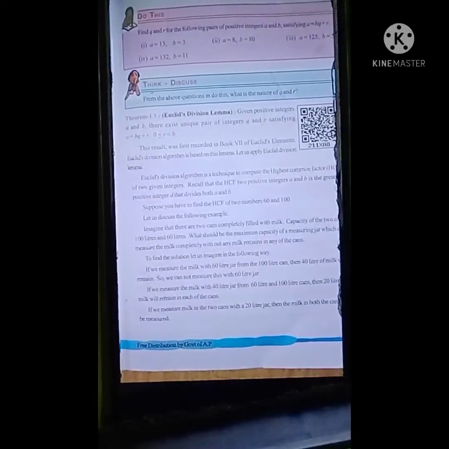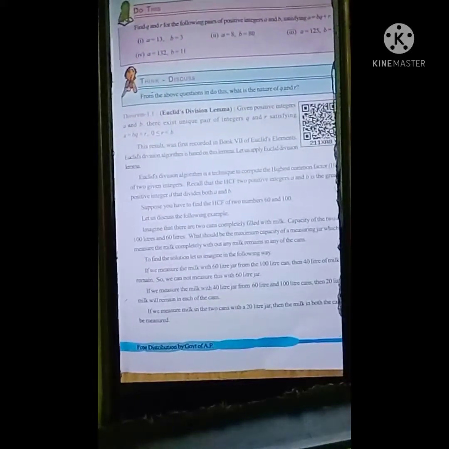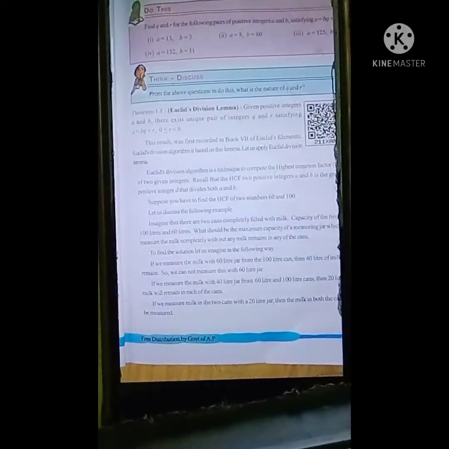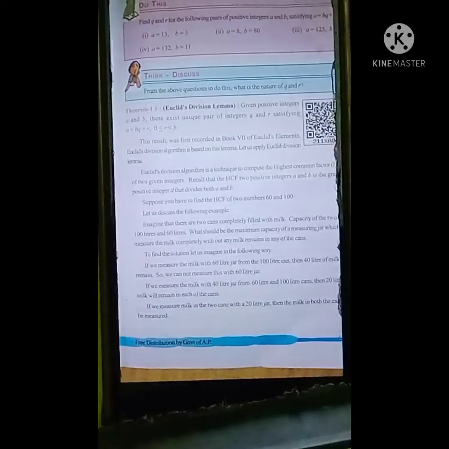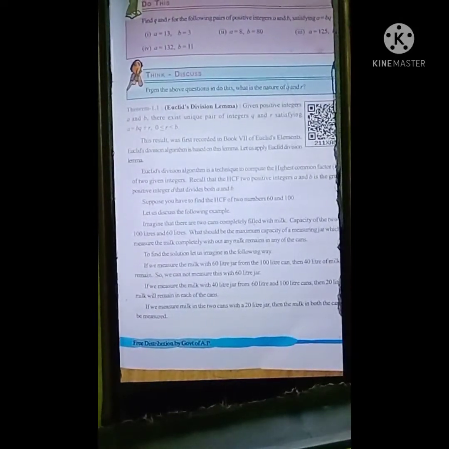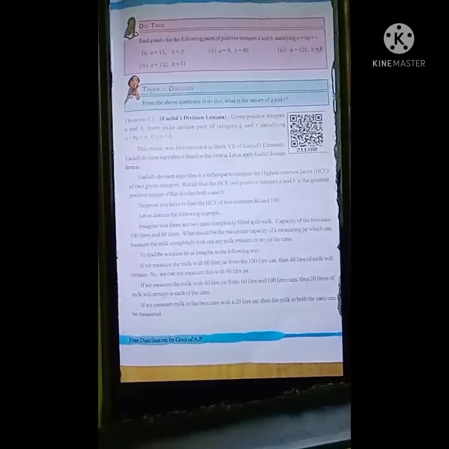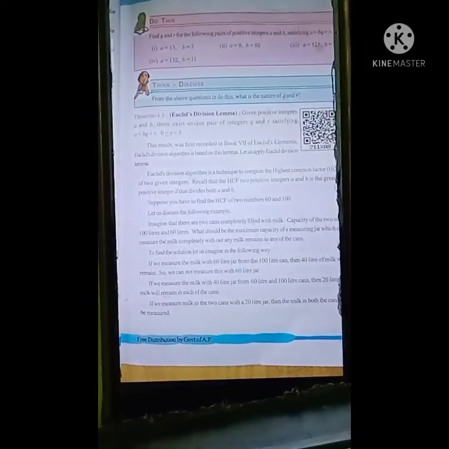Education Corner. Yesterday we completed in our first chapter Theorem 1.1, that is Euclid's division lemma. Let's recall once more. Given positive integers a and b, there exists a unique pair of integers q and r satisfying a equals bq plus r, where r is greater than or equal to 0 and less than b. And we also saw how to solve problems based on Euclid's division lemma and how to find HCF with the help of Euclid's division lemma.